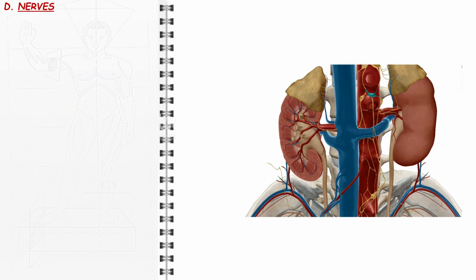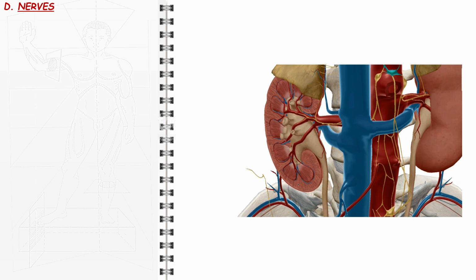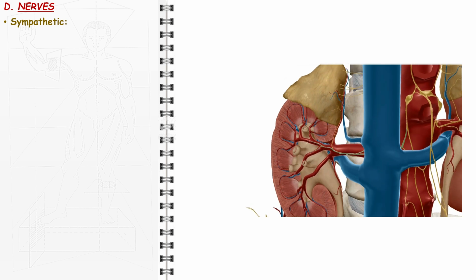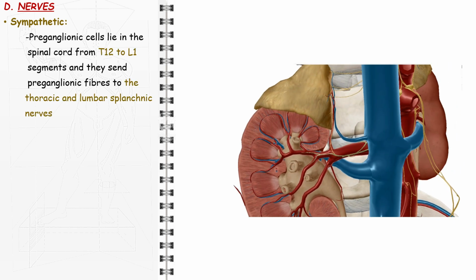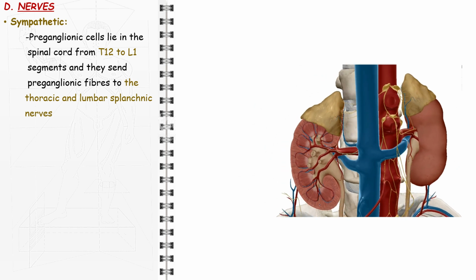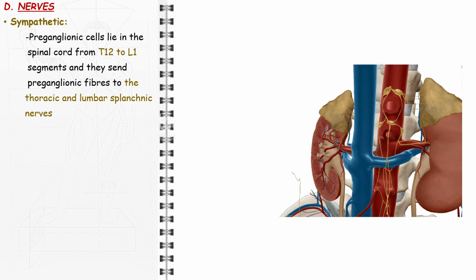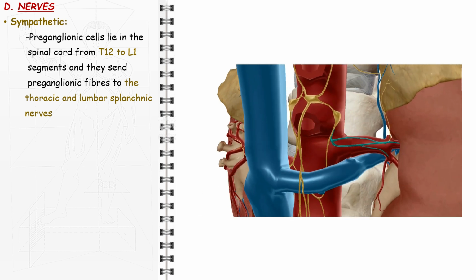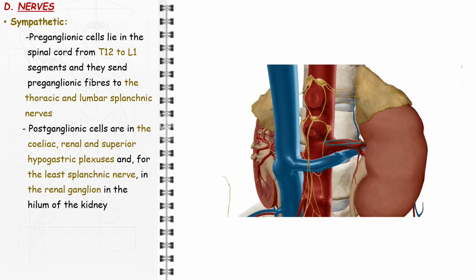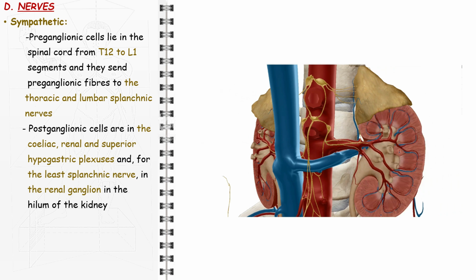Renal nerves are derived from both parts of the autonomic system. The sympathetic preganglionic cells lie in the spinal cord from T12 to L1 segments, and they send preganglionic fibers to the thoracic and lumbar splanchnic nerves. The postganglionic cells are in the celiac, renal and superior hypogastric plexuses and, for the least splanchnic nerve, in the renal ganglion in the hilum of the kidney. They are vasomotor in function.